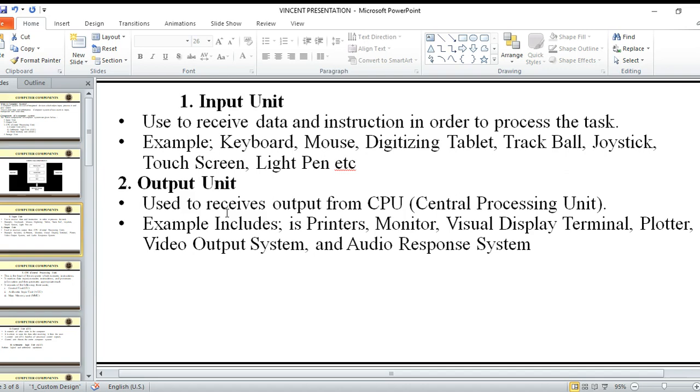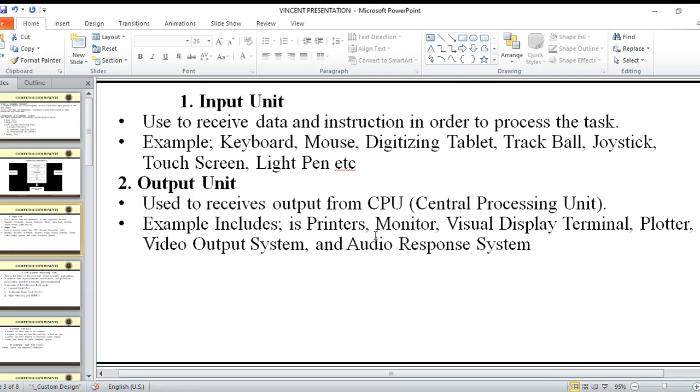Now, after the computer has received these instructions and data, there is output unit also. And this output unit is used to receive the output. Once the data has been processed, it has to be presented to the user. That is through use of the output devices. These output devices may include printer, and printer give us the output in form of what?